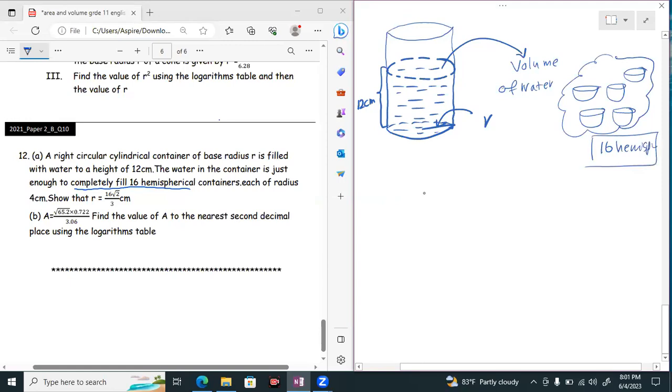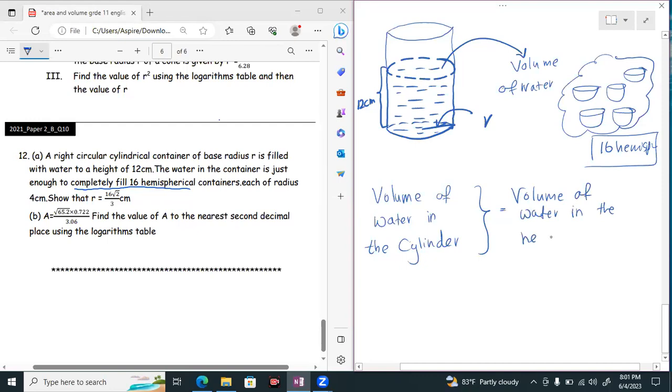No? Okay, then volume of water in the cylinder is equal to volume of water in the hemispheres. Okay, then volume of water in the cylinder is equal to πR squared times H.